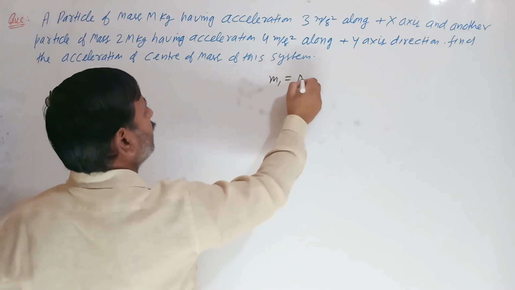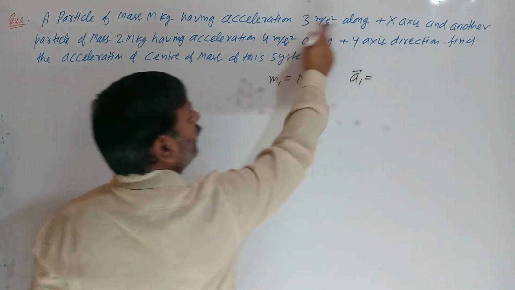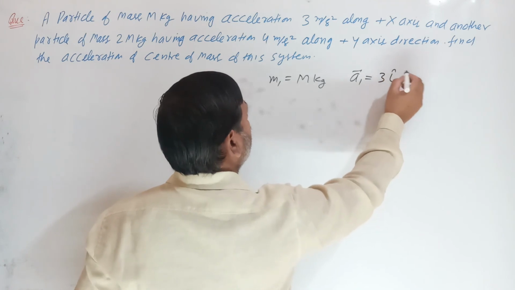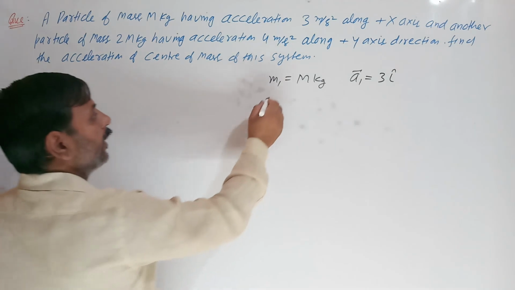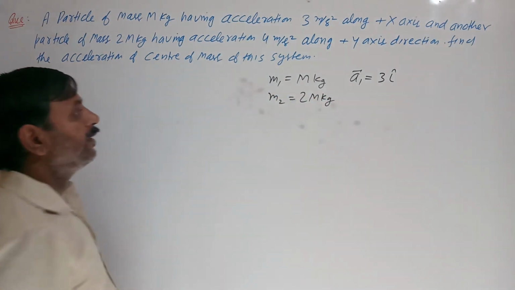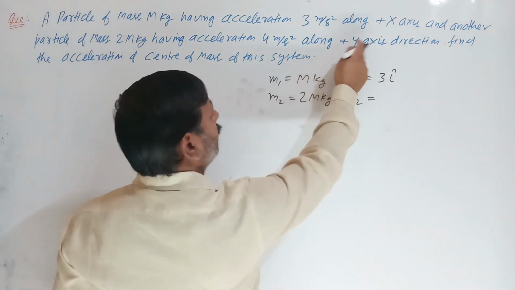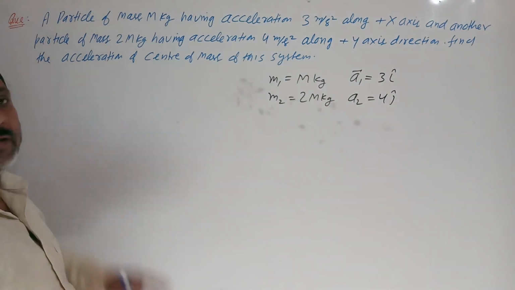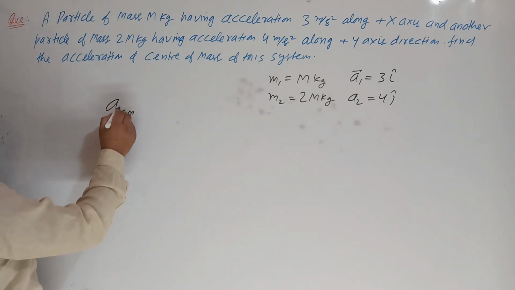First mass m1 is m kg and its acceleration a1 is 3 meter per second square along the positive direction, so we can write it as 3 i cap, unit vector along the x-axis i cap. M2 they have given as 2m kg and its acceleration is along positive y-axis, that means along j cap. So what will be the center of mass acceleration? So the center of mass formula is what?